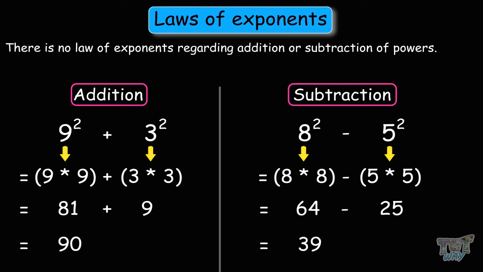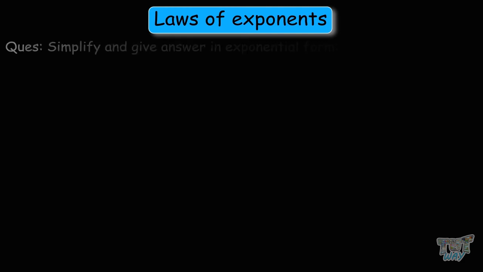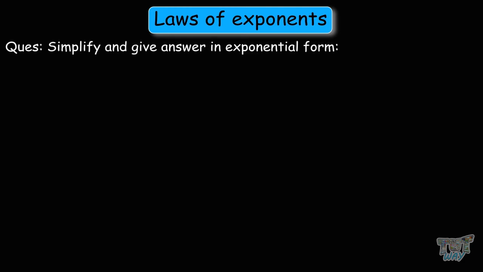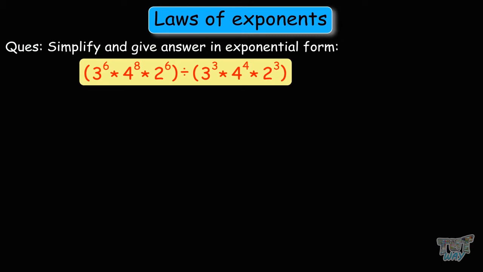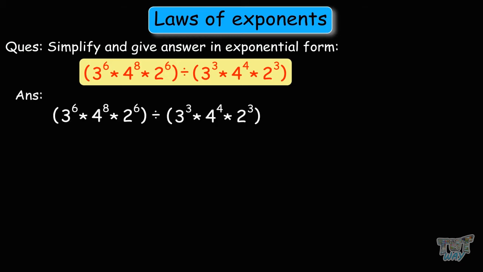Now we'll be practicing questions, so let's start. Here we have our first question. We have to simplify and give an answer in exponential form. According to this question, we have 3 to the power of 6 times 4 to the power of 8 times 2 to the power of 6. And the whole expression is to be divided by 3 to the power of 3 times 4 to the power of 4 times 2 to the power of 3. We have to divide this whole expression with this other expression.